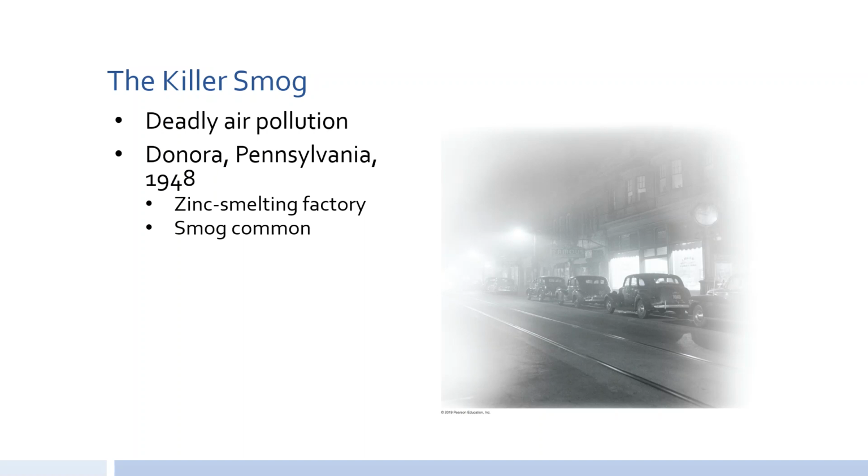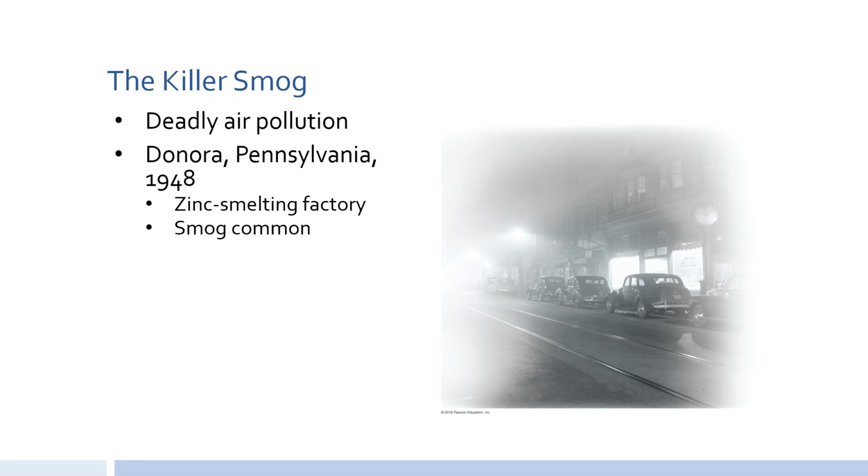So your book gives an example of killer smog, basically, which is a deadly air pollution. So in 1948 in Donora, Pennsylvania, there was a zinc smelting factory and smog was very common there. So this type of air pollution, especially before we passed the Clean Air Act and had the EPA, that heavily regulated the types of pollutants that could go into the air.